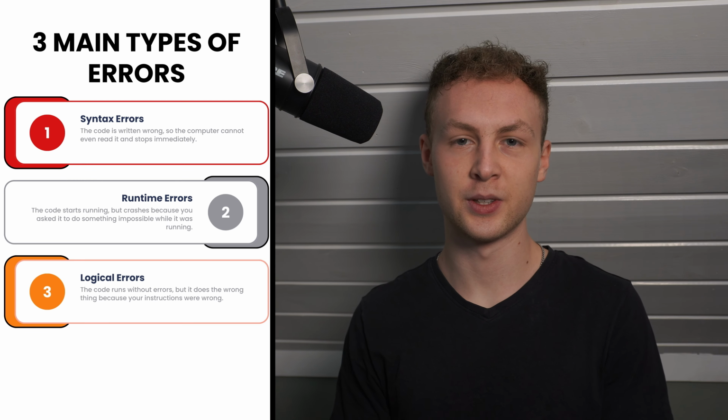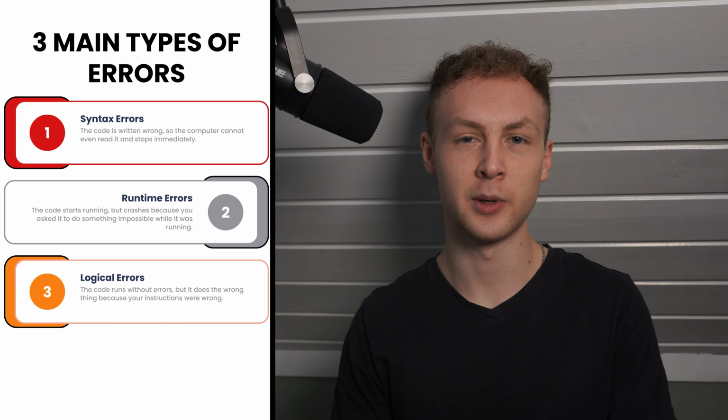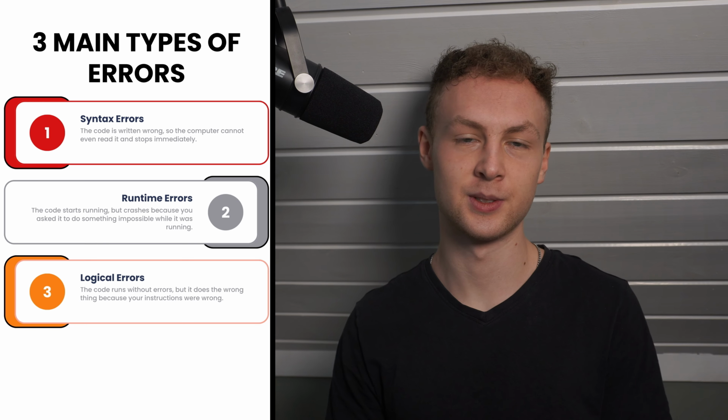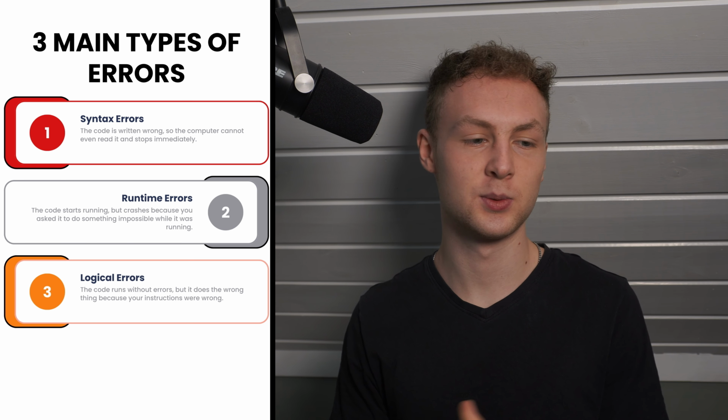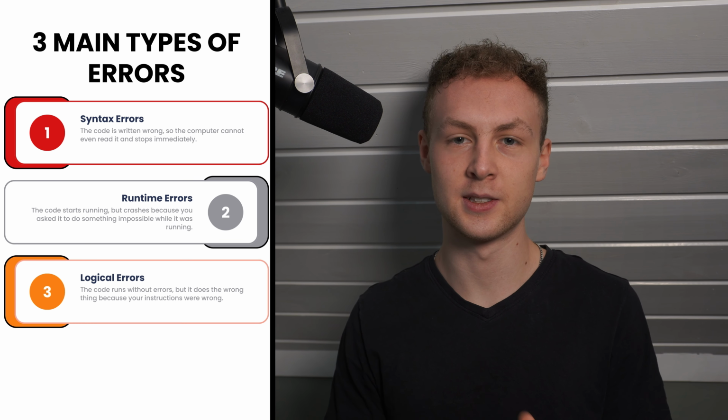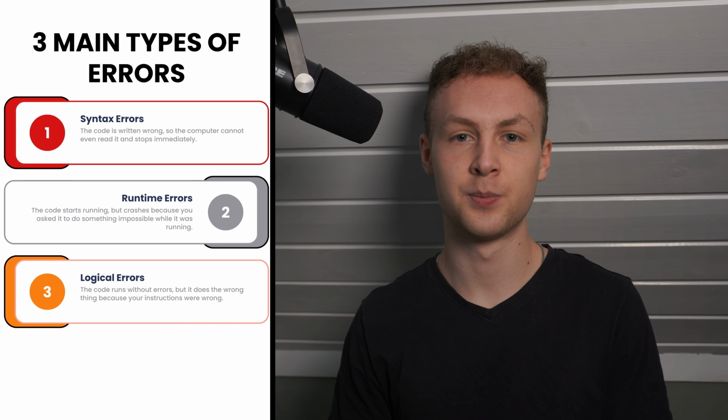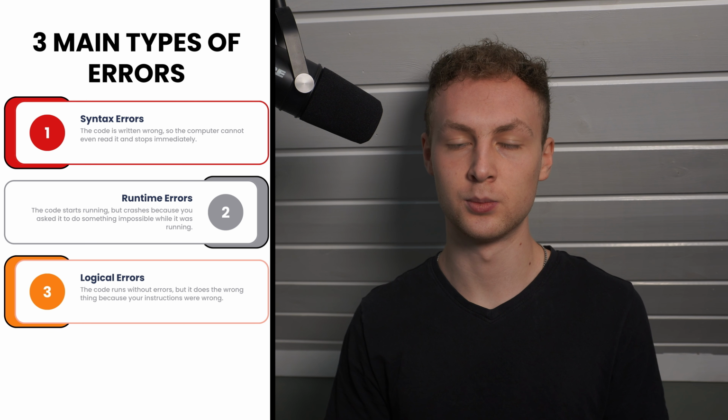So these 3 types are going to be syntax errors, runtime errors, and logical errors. The last one is going to be the most dangerous one. So let's start with syntax errors. What is a syntax error? Very easily explained. That's going to be that the computer can't understand what you wrote. It can read what you wrote, but you wrote it in the wrong way. So this is where you break the language rules of the programming language.